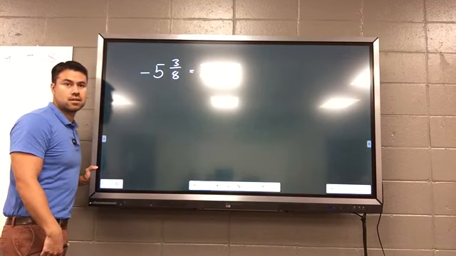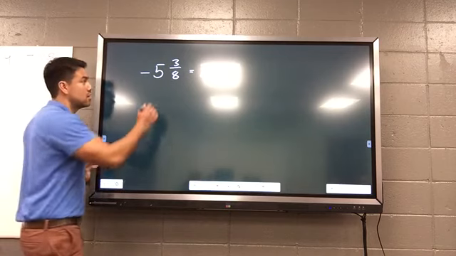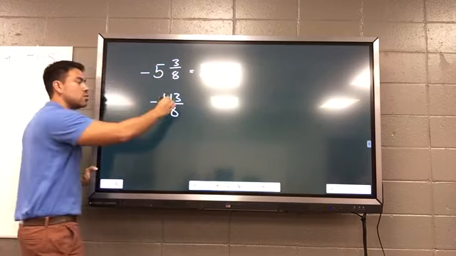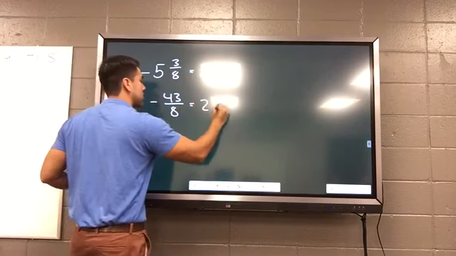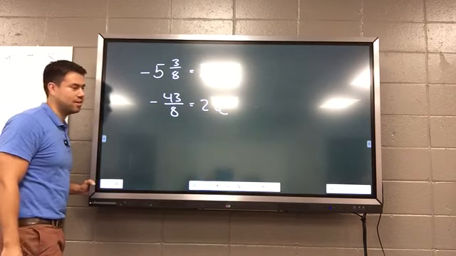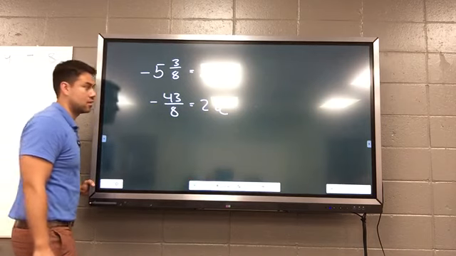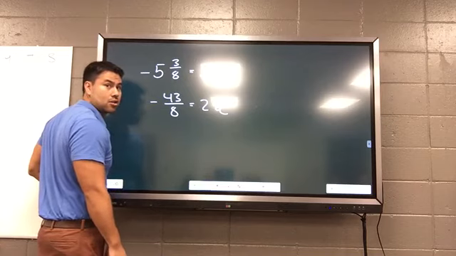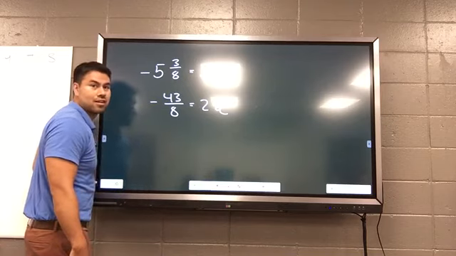I guess, what's it called? Simplify the 5 and 3/8. Did you make it this? Yeah. Okay, so you converted it to an improper fraction, so I have this right now. So what do I do? Keep going, you're going to do the whole thing. I did negative 43 over 8 times 2 over 1. And then I changed it.